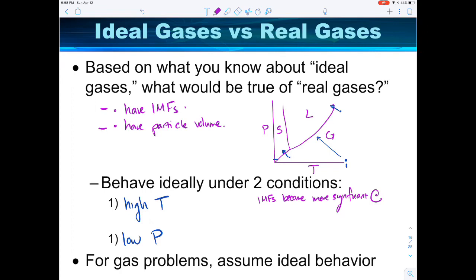So IMFs become more significant at low temperature, to the point that they actually become a liquid and are no longer a gas if the temperature becomes low enough. So that's why high temperature, which is the opposite, is where it's more ideal. Okay, another factor, the particle volume, when does that matter?